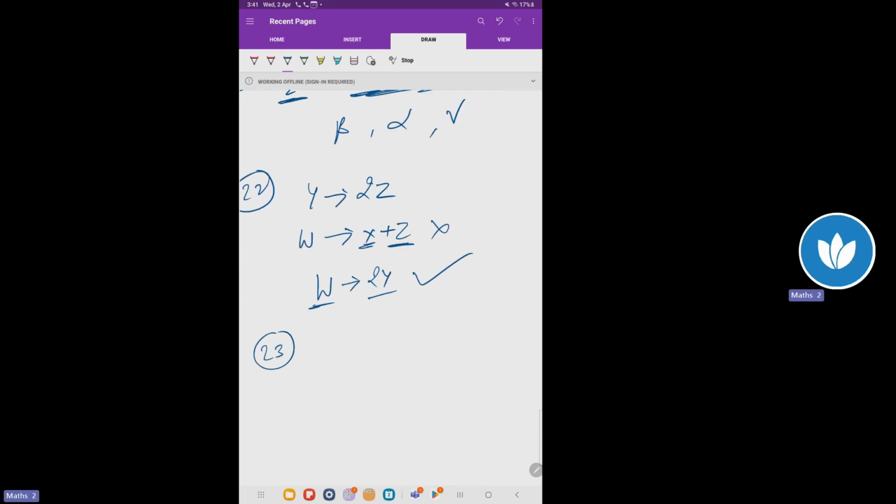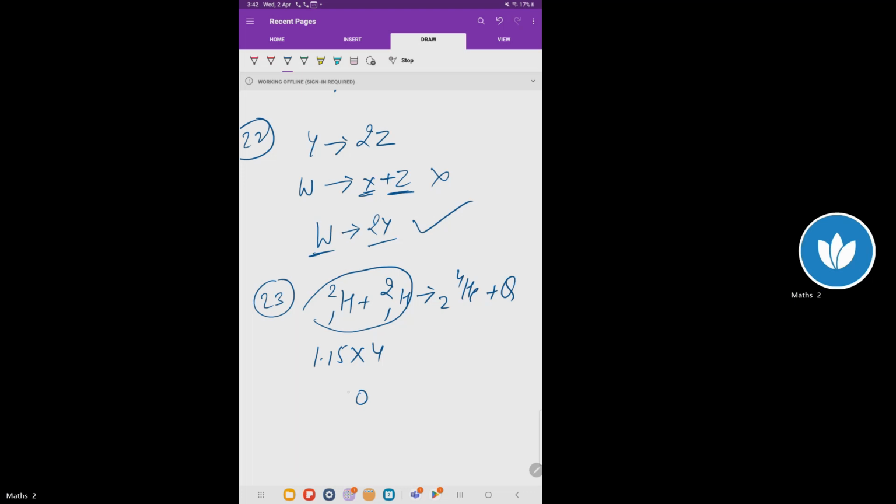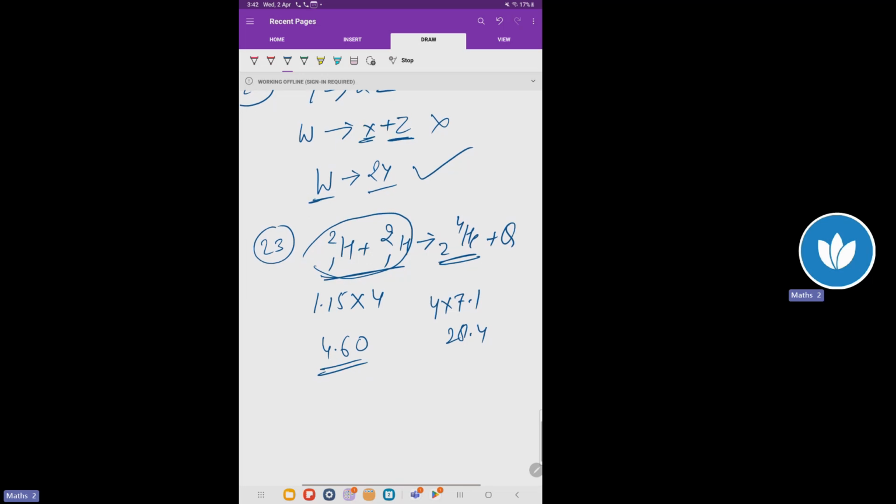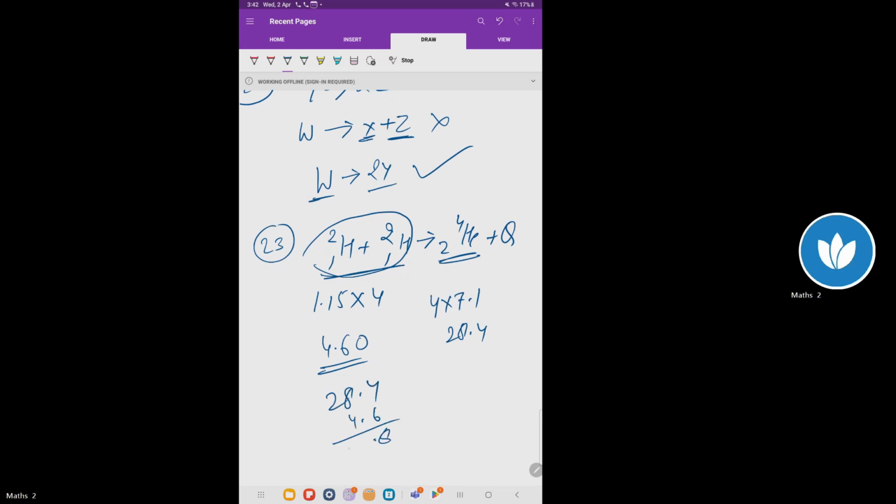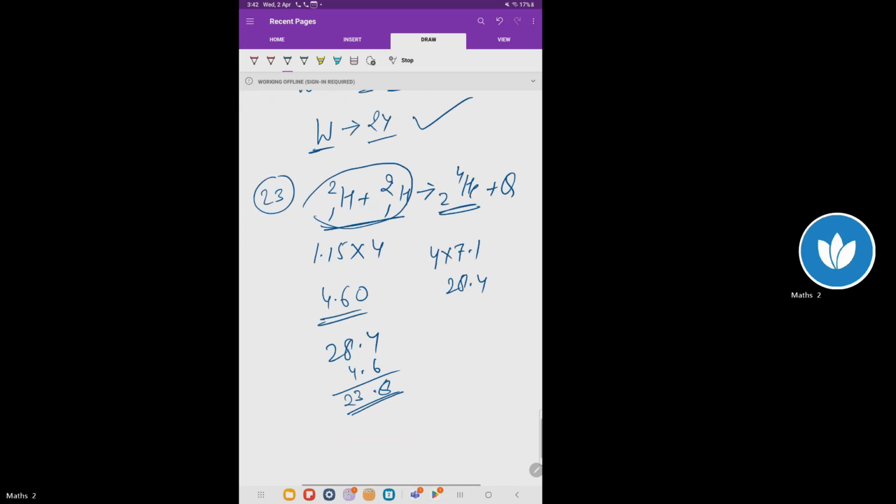23. The binding energy, equation 2. Binding energy per nucleon of deuteron is 1.15 and the number of nucleons is 4, so the total binding energy on the left hand side is 4.6. On this side, 4 into 7.1 is 28.4. The total energy difference is 23.8. Option C.